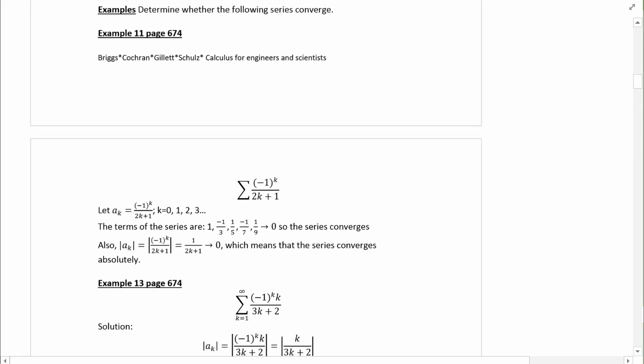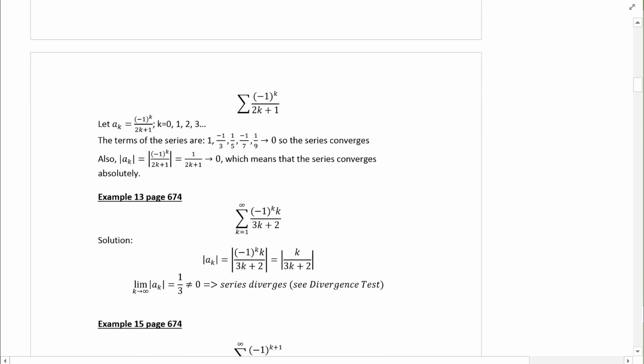Determine whether the following series converges. The problem is this one: sum of negative 1 to the k over 2k plus 1. And so a sub k is negative 1 to the k over 2k plus 1, for k equals 0, 1, 2, 3, and so on. So the terms of the series are 1, negative 1/3, 1/5, negative 1/7, 1/9, which are actually approaching 0.